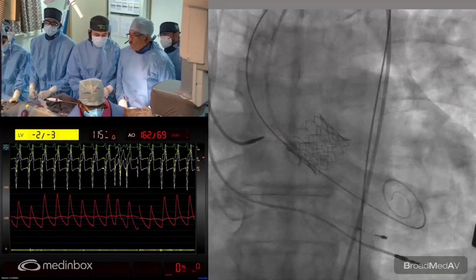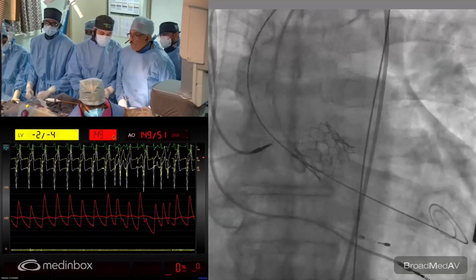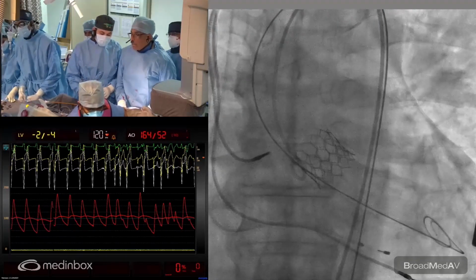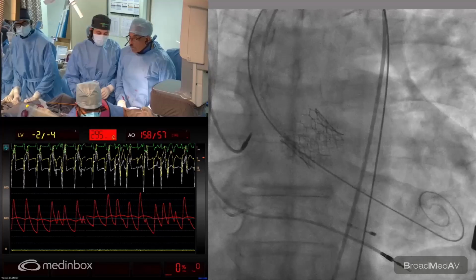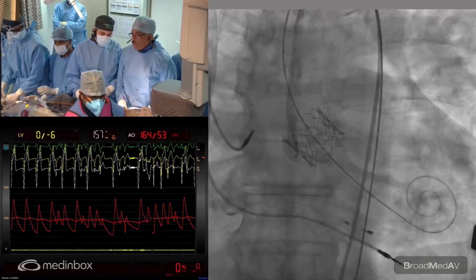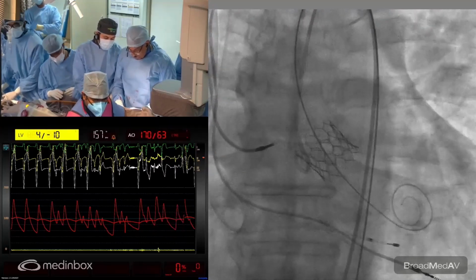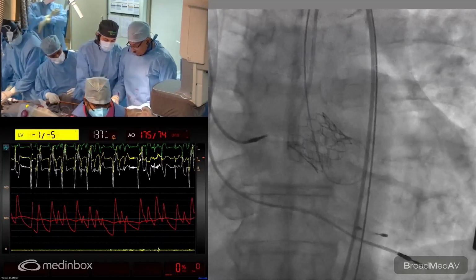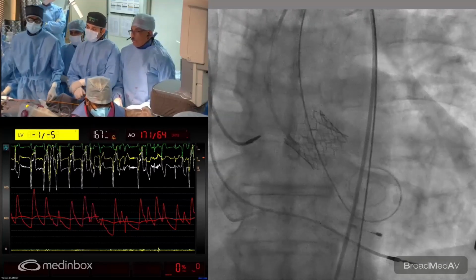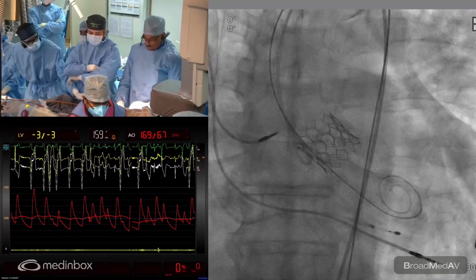Just slowly, Nanda. No hurry. So we see this a few times, especially when you occlude the aortic valve. You can get a VF. All right, that's fine, sir.